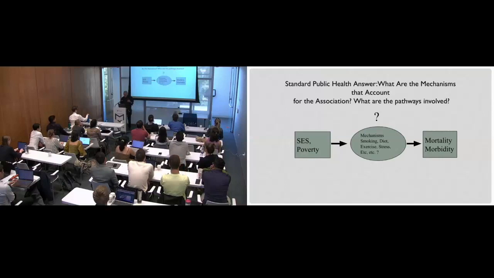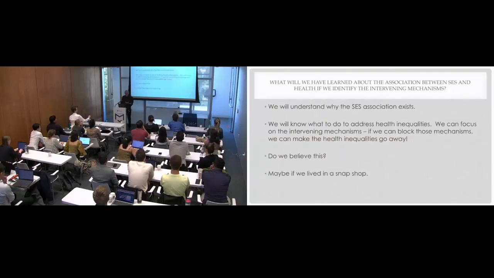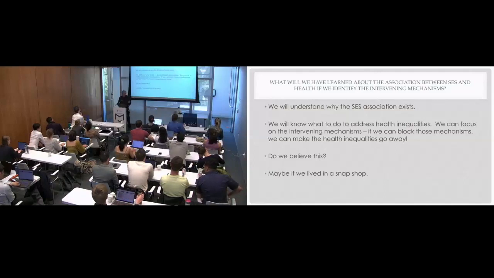So if we do that, we will understand why the SES association exists is the answer. We will know what to do to address the health inequalities. We can focus on intervening mechanisms. We don't need to deal with the poverty and so on. We just figure out what the mechanisms are and address them. And if we can block those mechanisms, we can make the health inequalities go away. So do we believe this?